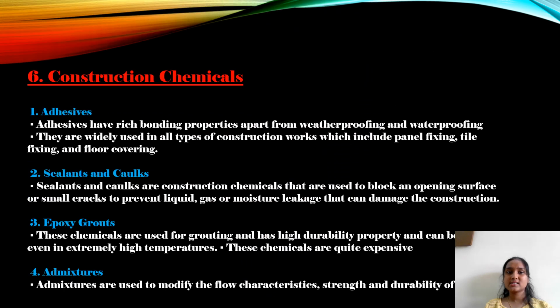Last material is construction chemicals. First one is adhesives. Adhesives have rich bonding properties apart from weatherproofing and waterproofing. They are widely used in all types of construction works which include panel fixing, tile fixing and floor covering. Second one is sealants and caulks. Sealants and caulks are construction chemicals that are used to block an opening surface or small cracks to prevent liquid or gas or moisture leakage that can damage the construction.